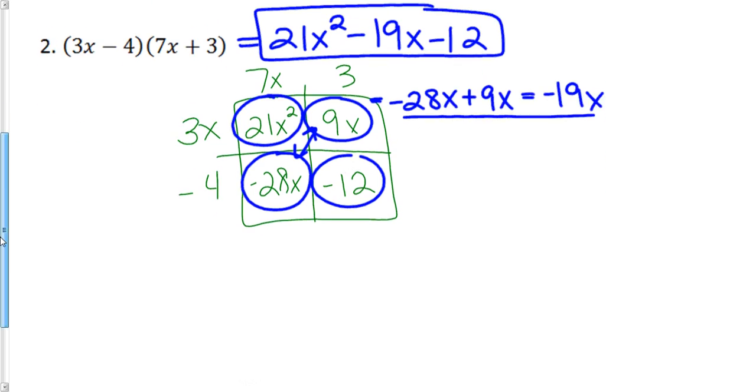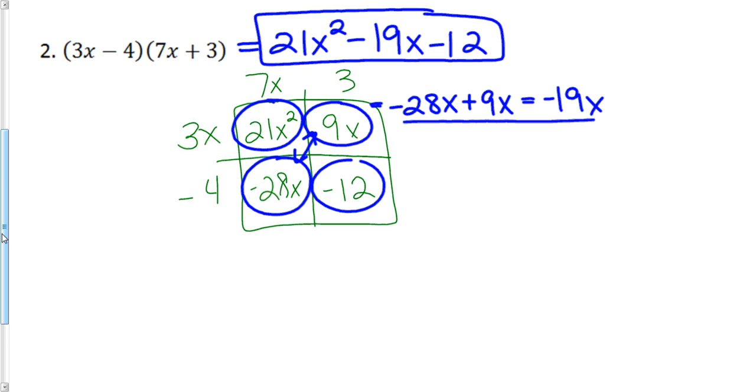Number 2 is a little bit more difficult in that we have 2 binomials. So when we draw our area model, we have to draw a line to separate the 3x minus 4 down the side, and a second line to separate the 7x plus 3 across the top. 3x and 7x gives us a 21x squared in the first box. 3x and 3 gives us a 9x in the second.